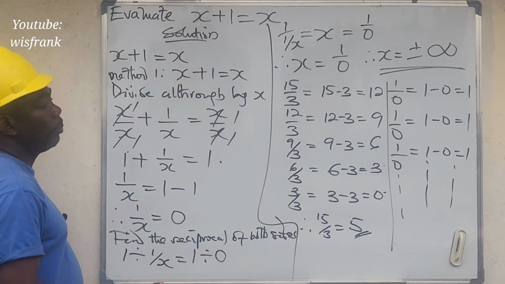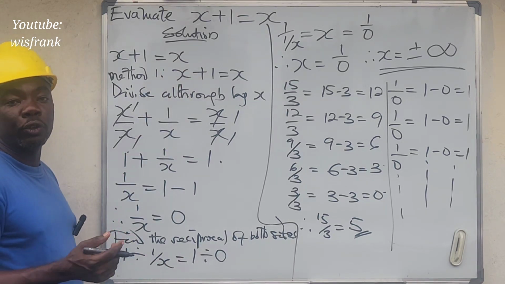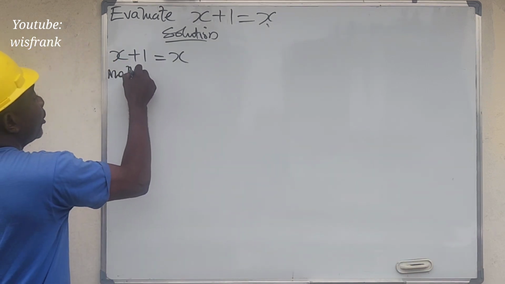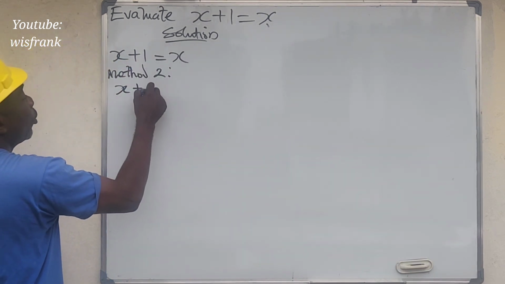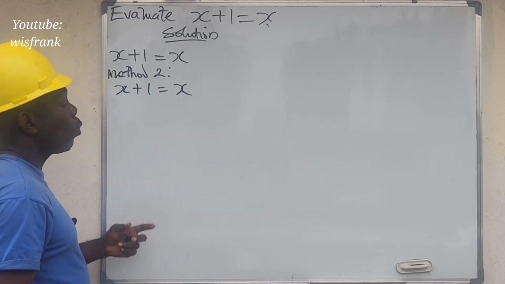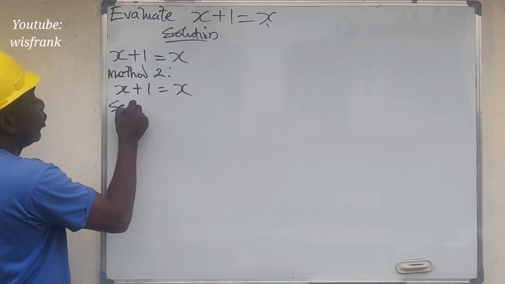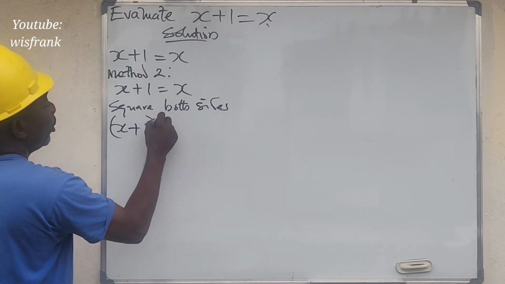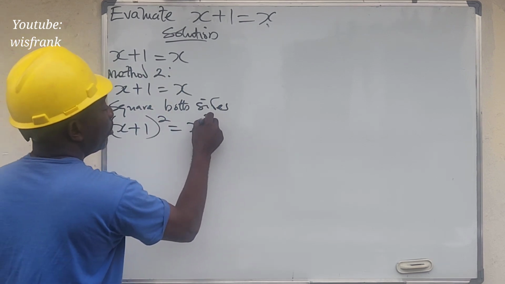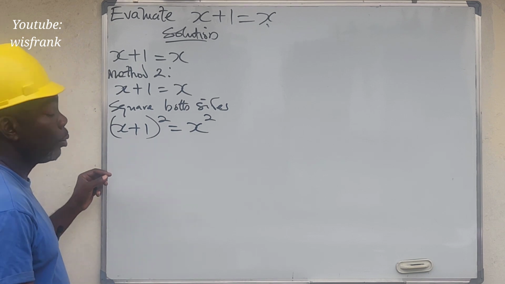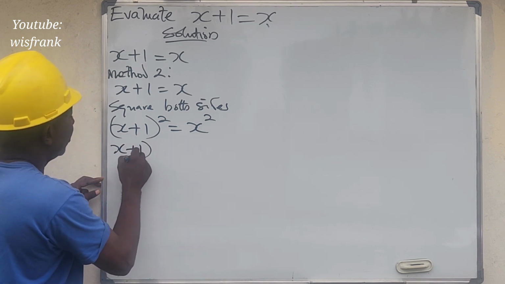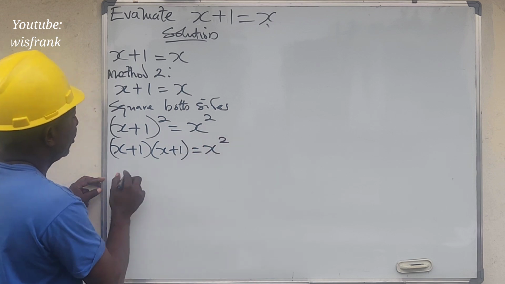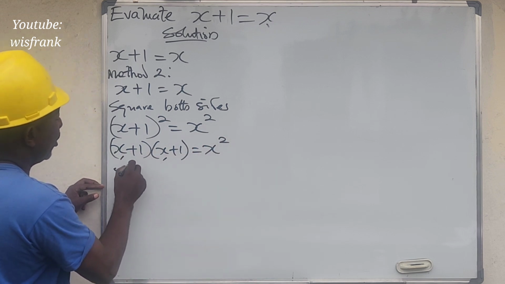Let us look at method 2 and see what the solution will look like. So we clean this. From here, we say method 2. We still have x plus 1 equals x. What we are going to do is square both sides. So this will become x plus 1 to the power of 2 equals x to the power of 2. Here it will become x plus 1 into x plus 1 equals x to the power of 2. X times x will give us x to the power of 2.